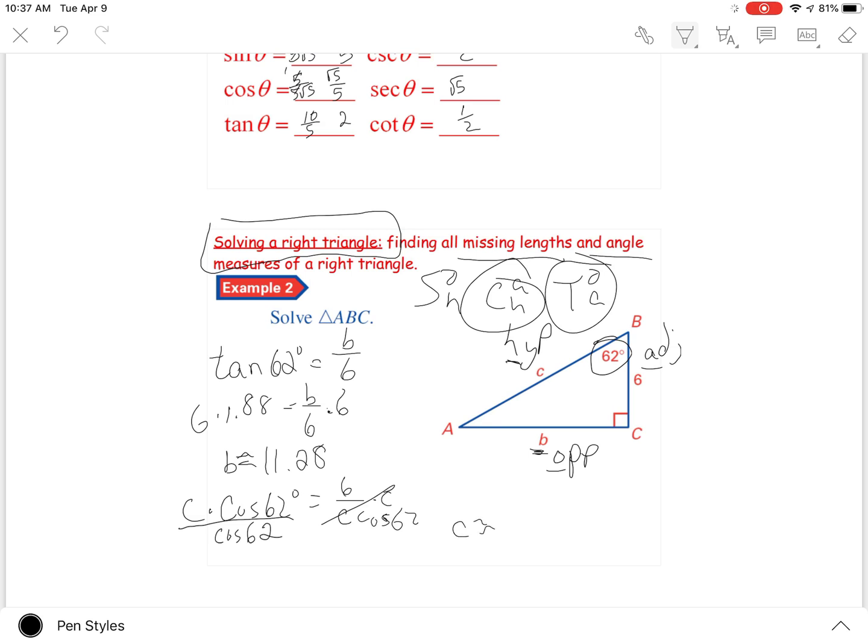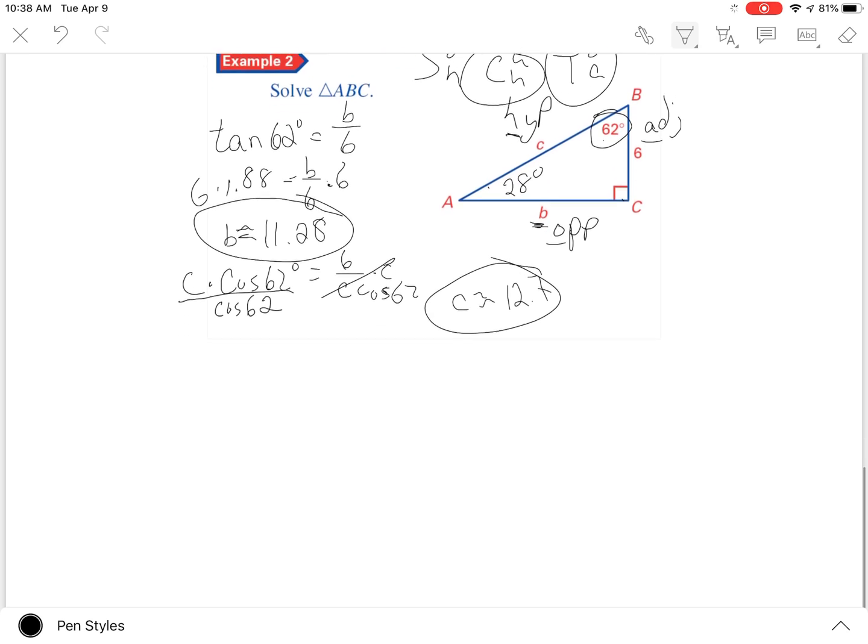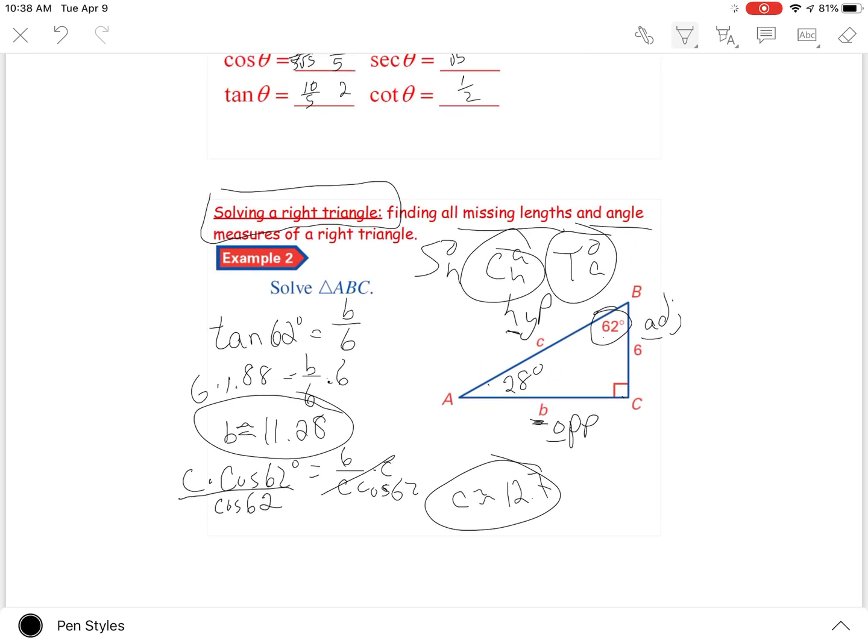So C ends up being 6 divided by the cosine of 62, so about 12.7. So now I've got A, B, and C as my distances. I can figure out that angle because remember, all three angles add up to 180 in a right triangle, or any triangle for that matter. So 62 taken away from 180 minus 90 leaves me with 28 degrees. I know all three angles, I know all three sides, so there I've solved my right triangle.